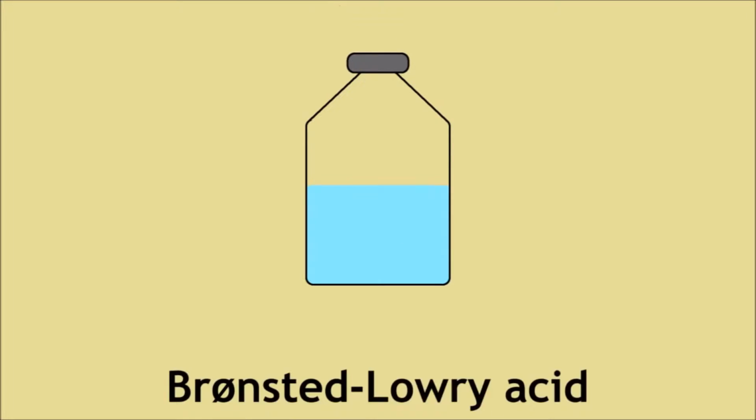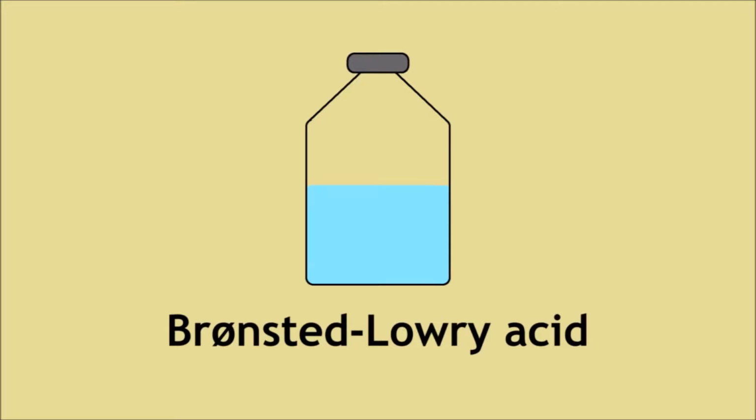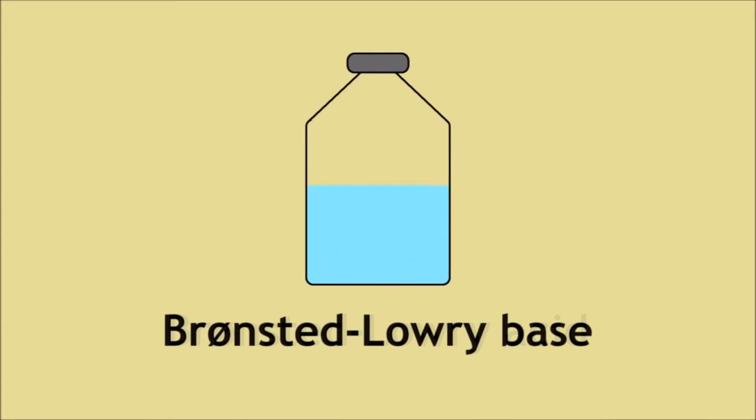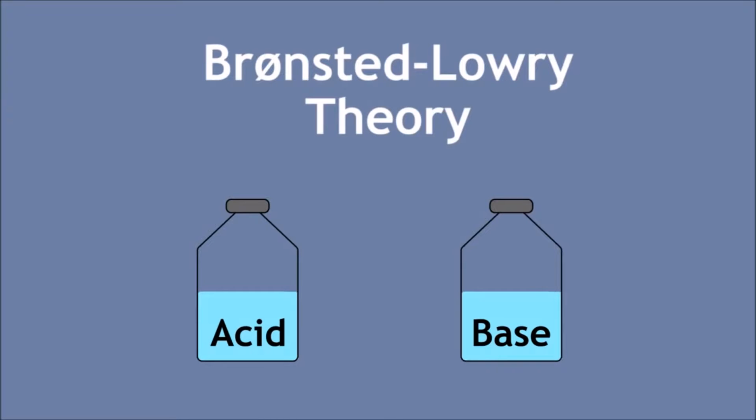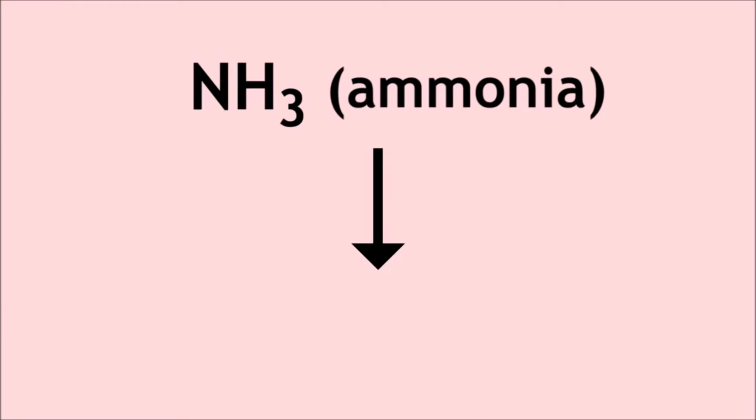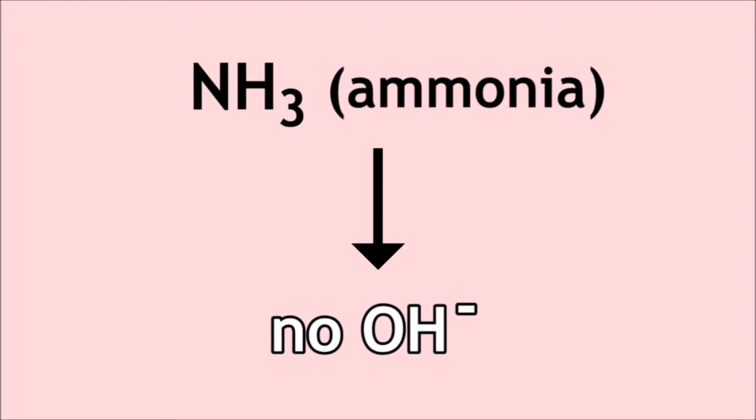A Bronsted-Lowry acid is a substance that releases or donates protons in solution, in our case, hydrogen chloride. A Bronsted-Lowry base is a substance that accepts protons. Lowry theory involves the transfer of a proton from one substance to another. In the introduction, we mentioned that ammonia acts as a base even though it does not release hydroxide ions, which is stipulated in the Arrhenius theory.